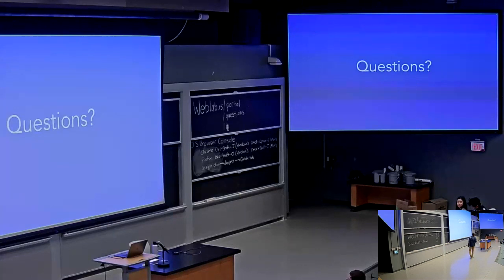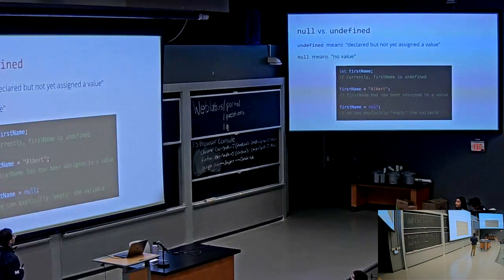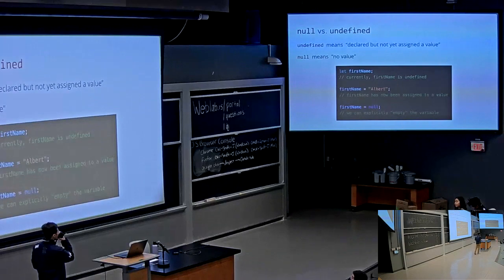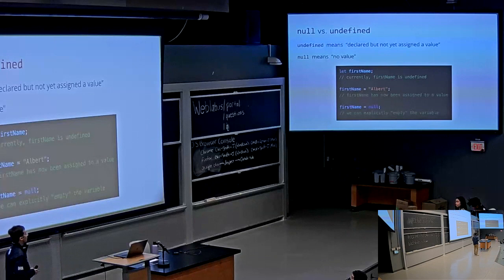Okay, going on. So earlier I mentioned that there were two other types, null and undefined. To get into those a little bit more, undefined means that we have declared a variable, but we haven't yet assigned it a value. And null means we have no value. So in this case here, we're defining some variable, firstName. And since we haven't actually used the equal sign and put something here, firstName actually is undefined. So it doesn't have a value yet, but we have a variable for it.